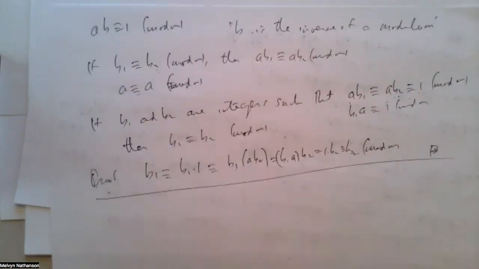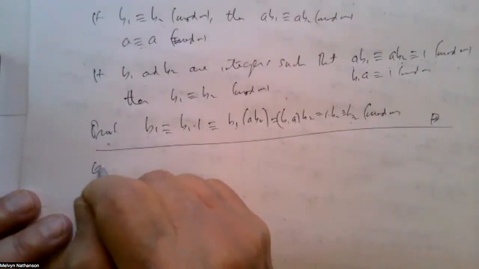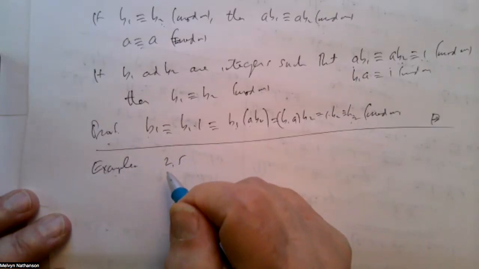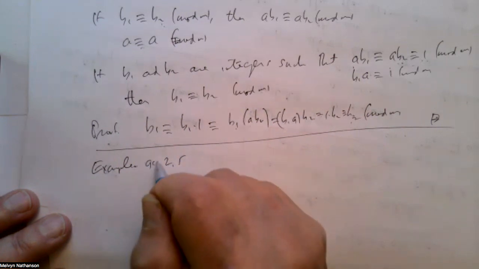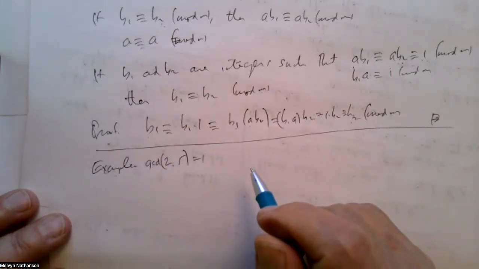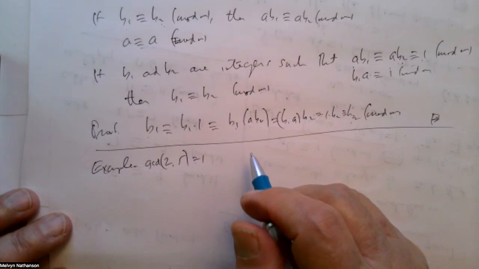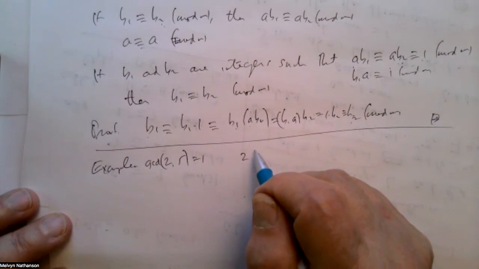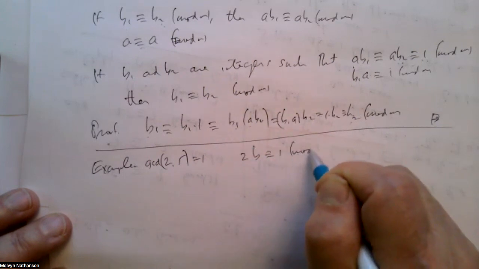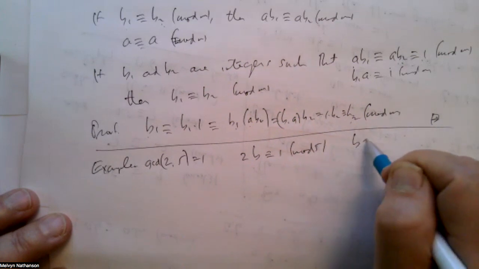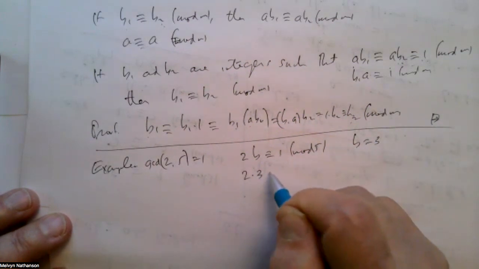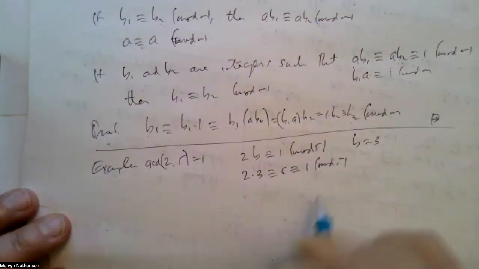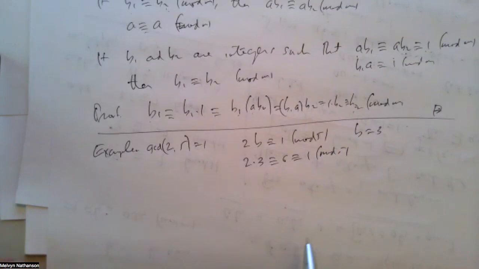So let's look at just one or two examples. So 2 and 5 have greatest common divisor 1. So that means that you can solve the congruence 2b congruent to 1 mod 5. In fact, you can take b equal to 3. 2 times 3 is 6, and 6 is definitely congruent to 1 mod 5, but 6 take away 1 is 5.